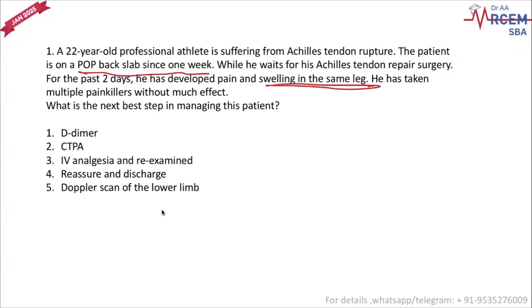What are we suspecting? We are strongly suspecting a DVT here. Whenever we strongly suspect a deep vein thrombosis, we do the two-level modified Wells score. Immobilization gets 1 point, swelling gets 1 point. Whenever the score is 2 or more, we directly get a Doppler scan of the lower limb done. So the right answer here is Doppler scan of the lower limb.